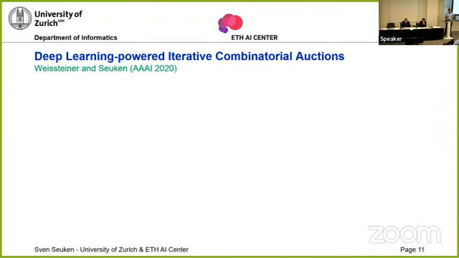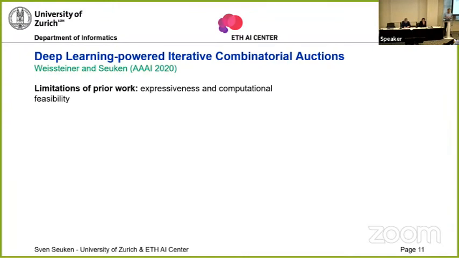Now, one shortcoming of the original machine learning-based approach that we used, the support vector regression algorithm, was that it had limited expressiveness and it was kind of stretching the computational feasibility. So one of my new PhD students who has by now graduated, Jakob Weissteiner, when he joined, he said, why don't we use neural networks? Because they are highly expressive and we can figure out the computational feasibility.